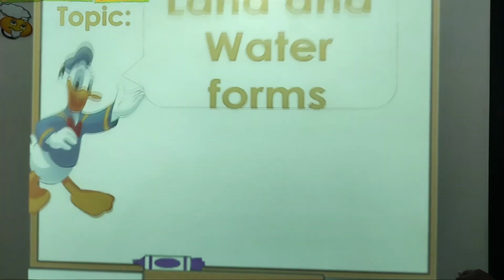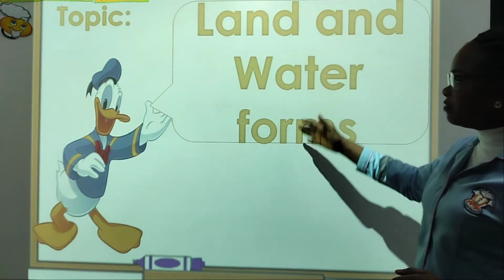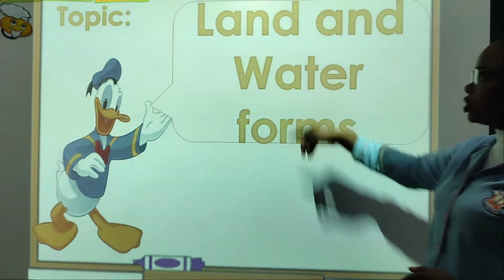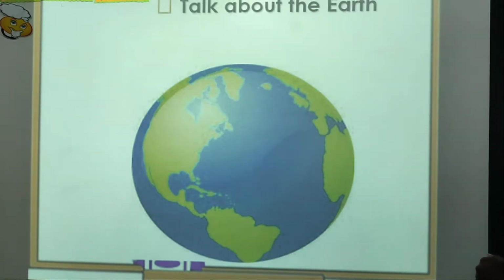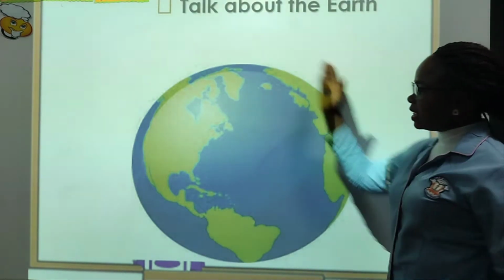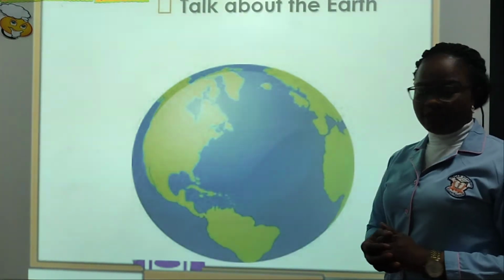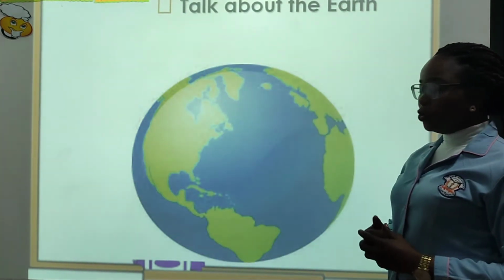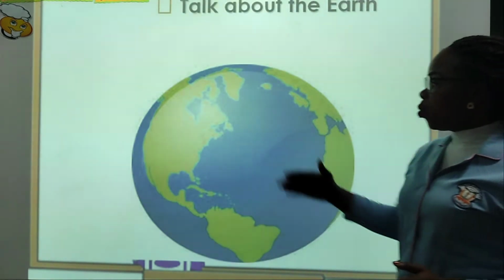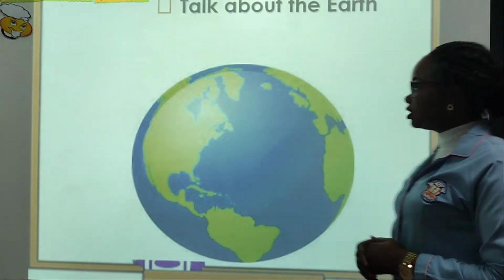Now let's go to our topic. Our topic is land and water forms. Again, land and water forms. Our warm-up. Now let's talk about the earth. This is a picture of the earth. What color can you see on this picture? Color green and blue. So in this lesson, we'll be learning what the color green stands for and the color blue stands for as well.